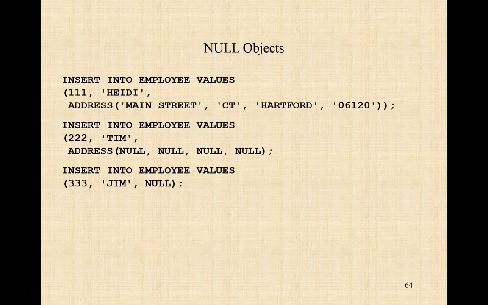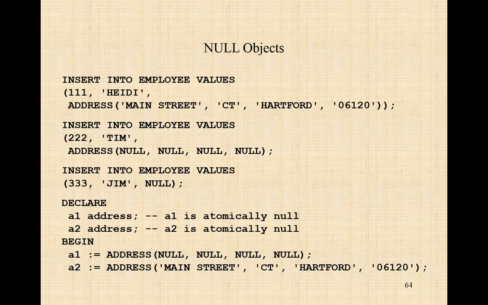In the insert for 333, the object's value itself is null. We're not invoking the constructor. This is an atomically null object because the constructor has not been invoked. The consequence of this state is that methods cannot be invoked on an atomically null object.